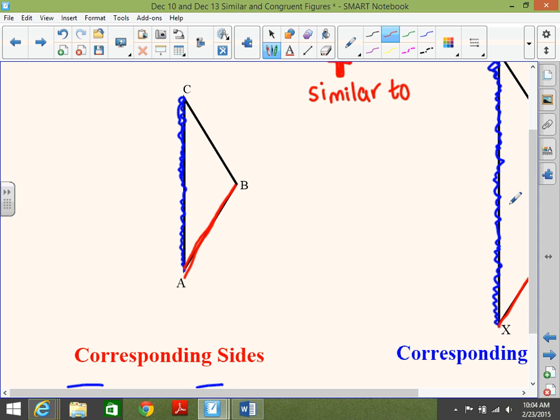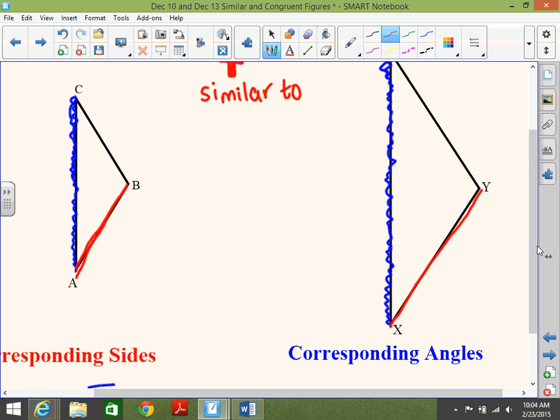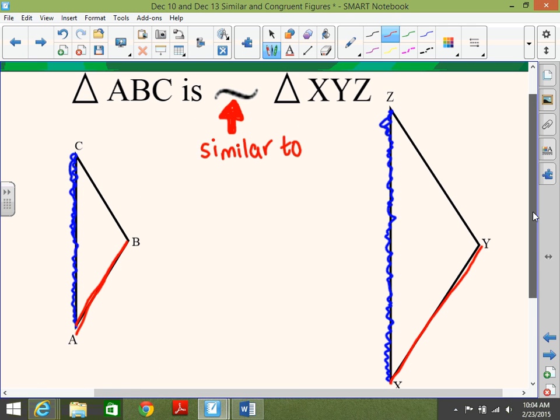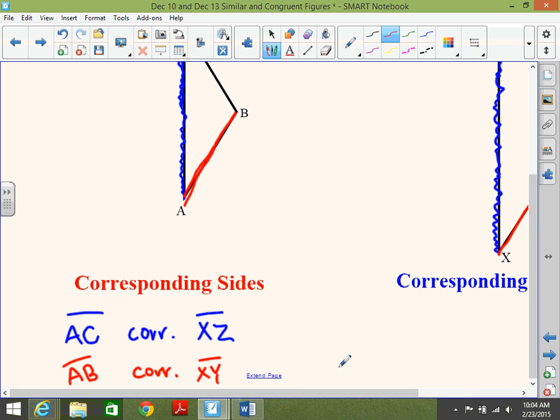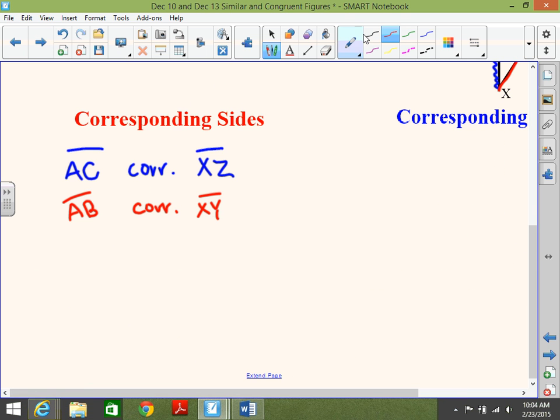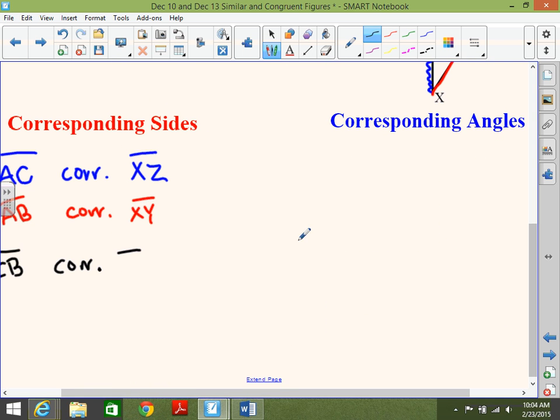The last one, we're not going to use a color because it's just plain black. So CB corresponds to side what? ZY. So CB corresponds to side ZY. Side CB corresponds to side ZY. Good. There's all your corresponding sides.